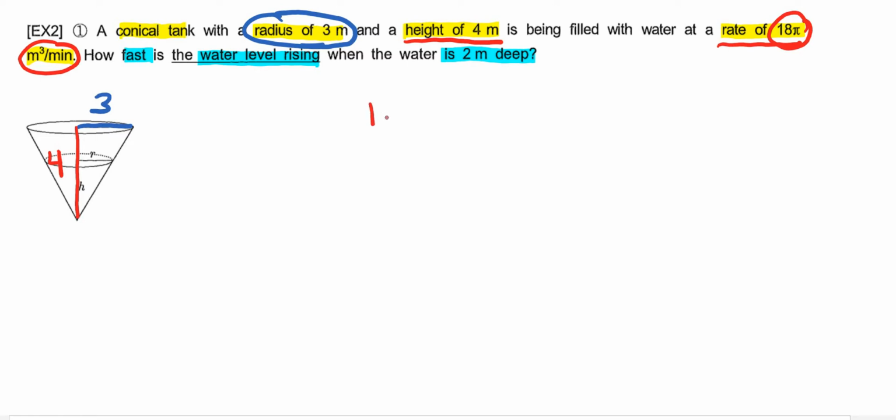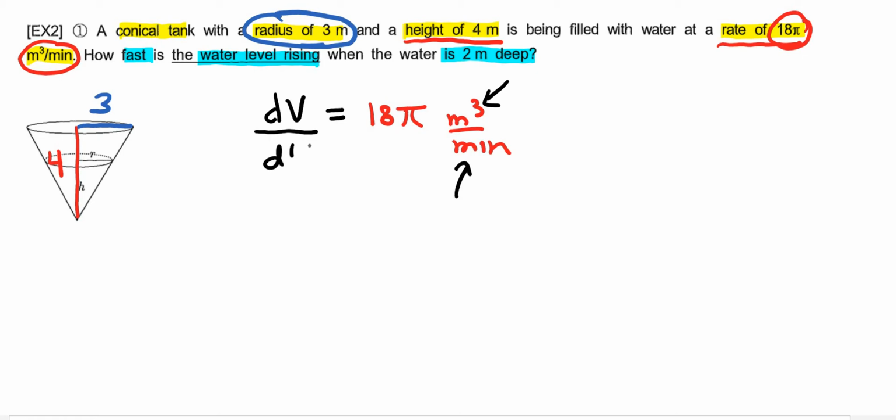So if I have 18 pi cubic meters per minute, then since I have cubic meters, that's going to be dV, my volume. And since my denominator is in minutes, that's going to be dV divided by dt. So my volume is changing at a rate of 18 pi cubic meters per minute.